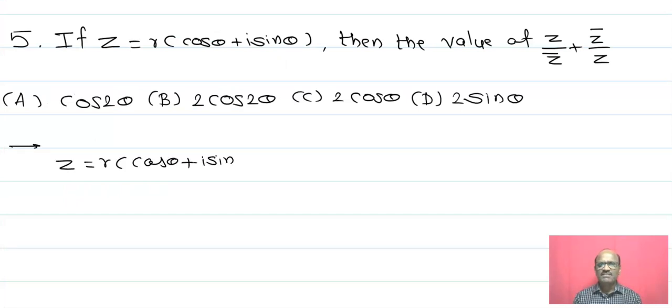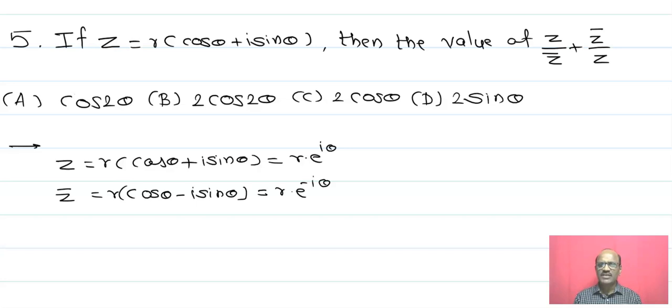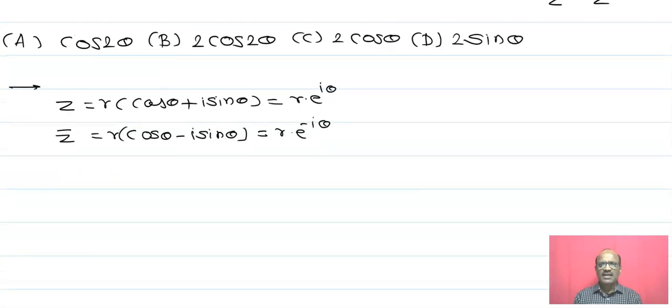Now next is, if z is equal to r (cos theta plus i sin theta), then find the value of z upon z bar plus z bar upon z. Now see this, z is equal to r (cos theta plus i sin theta), which by De Moivre's theorem is equal to r e raised to i theta, and z bar is r (cos theta minus i sin theta), which is equal to r e raised to minus i theta.